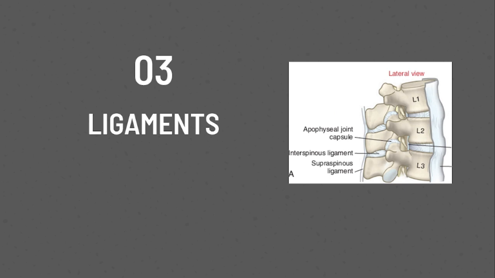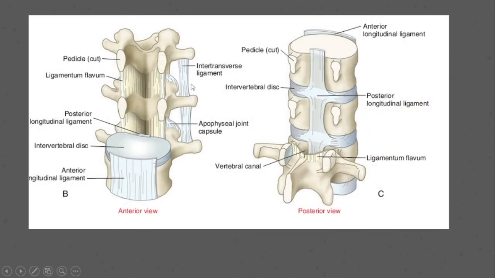Okay, what are the ligaments of the spine? There are 6 ligaments of the spine. One, the ligamentum flavum, also called the yellow ligament. It attaches to the anterior surface of one lamina and the posterior surface of the lamina below it. So it limits and softens the end range of intervertebral flexion.